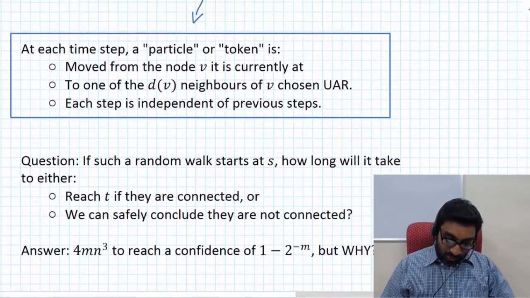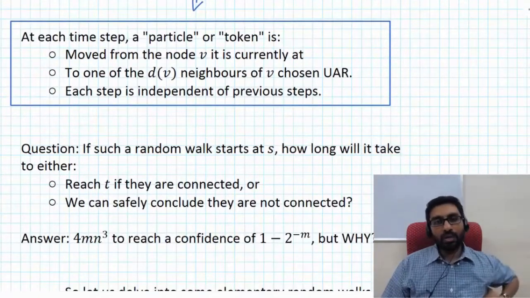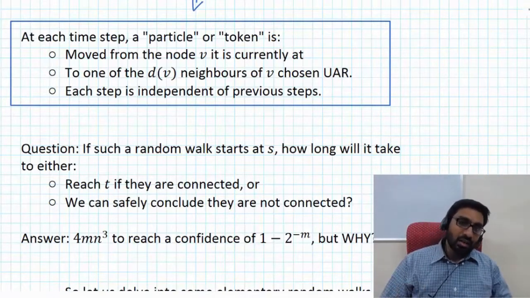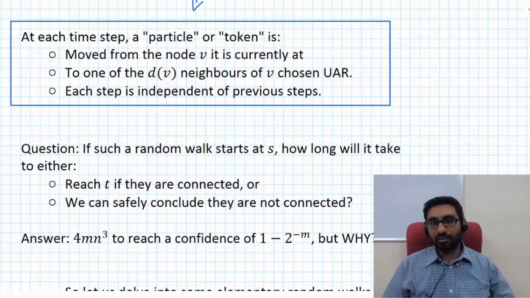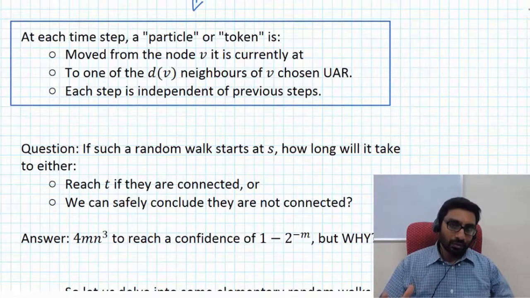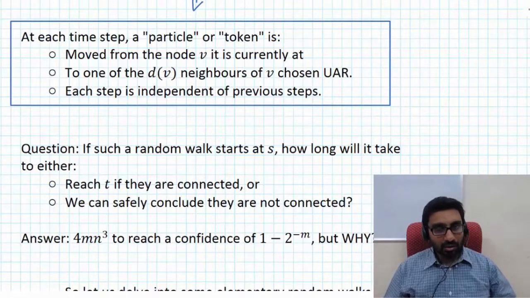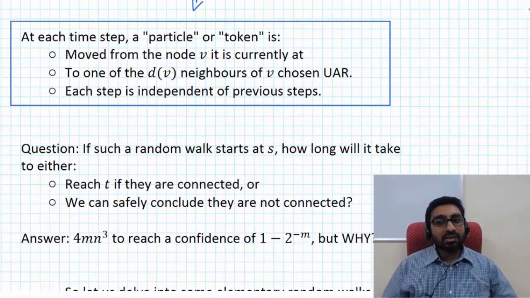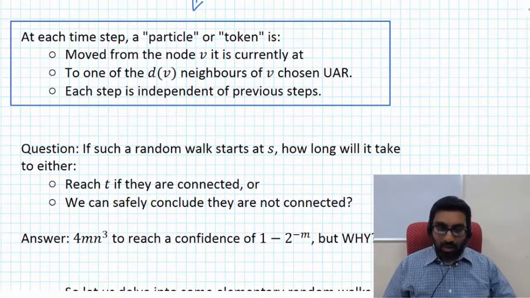And so what we do is simple. We start a random walk from S, and we allow it to walk for some number of steps, and hope that it will reach T. So, of course, if it reaches T, then that means S and T are connected. But if it doesn't reach T, well, does that mean that S and T are not connected? It might just be the case that this random walk just somehow avoided T. And so we need to be concerned about that, and we need to understand whether that will happen.